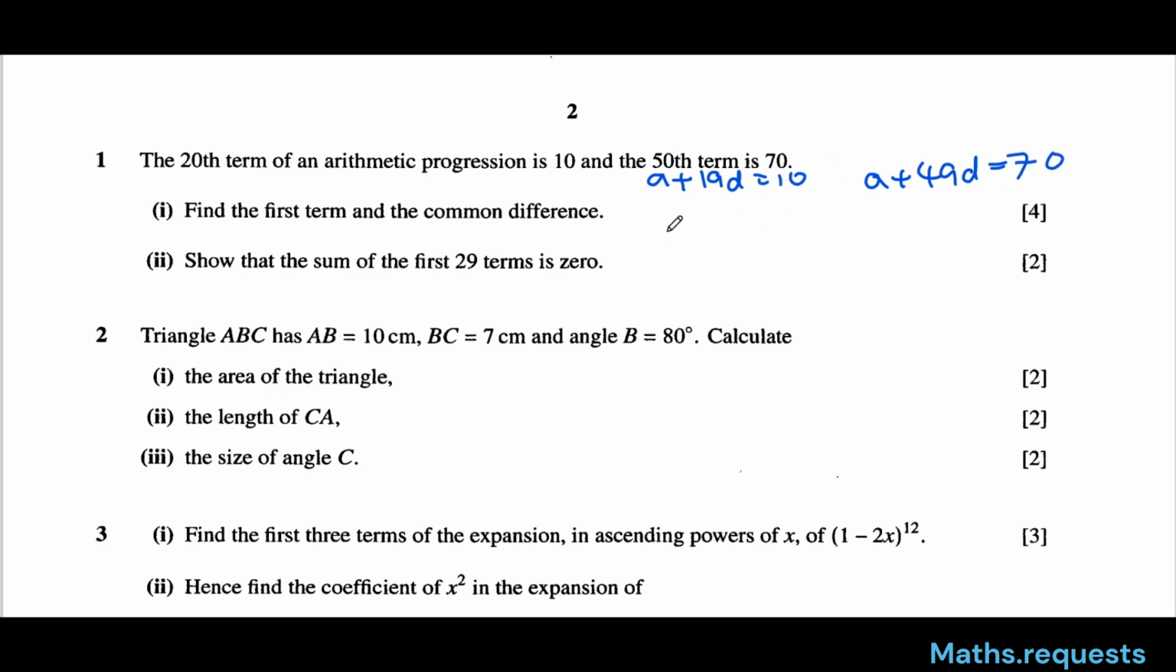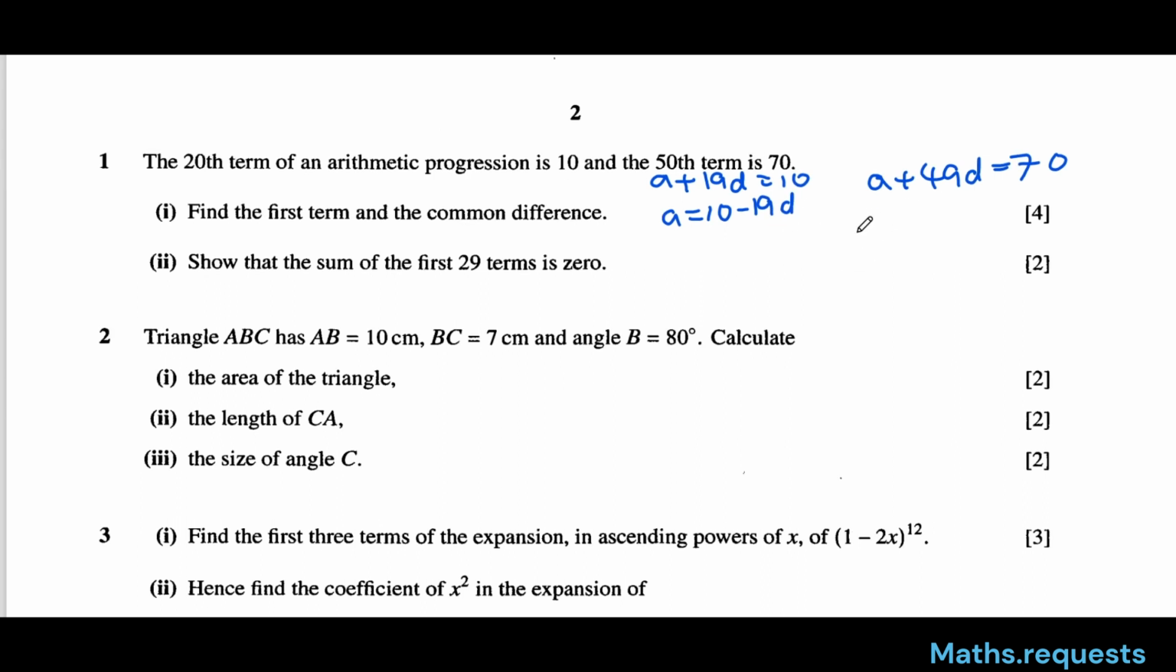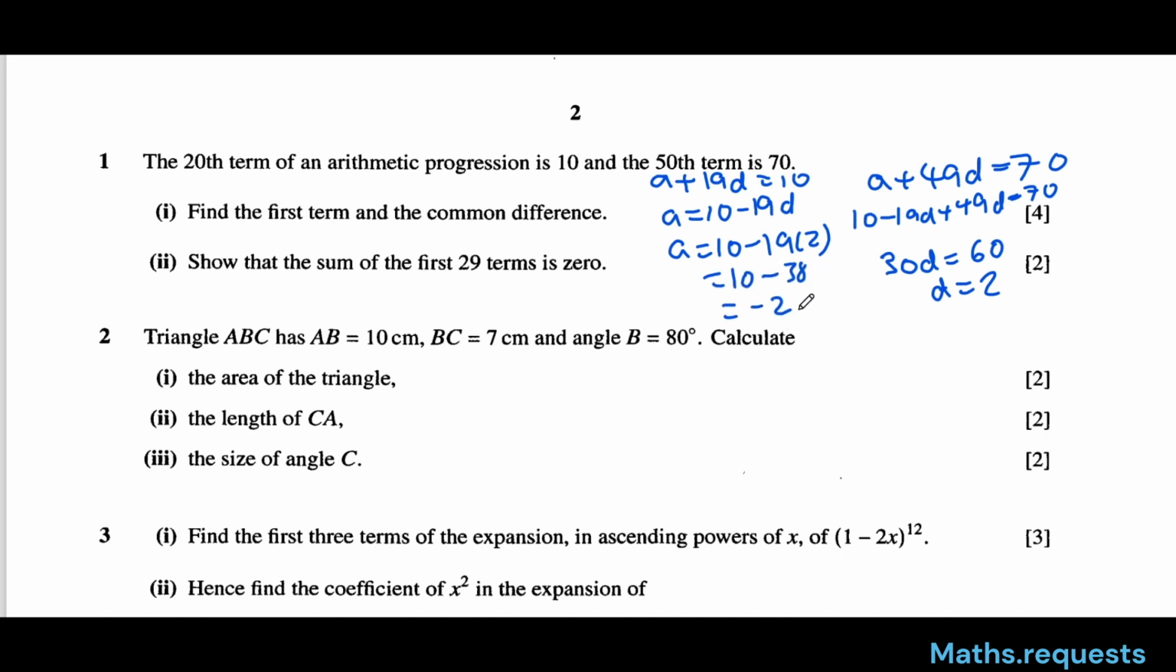So we have simultaneous equations, so we can say a equals 10 minus 19d. So 10 minus 19d plus 49d equals 70. So then you can say that 30d equals 60, so d equals 2. Then you plug that back in, so a equals 10 minus 19d, which is 10 minus 38, which is minus 28. So your first term a is minus 28, and your common difference d is 2.